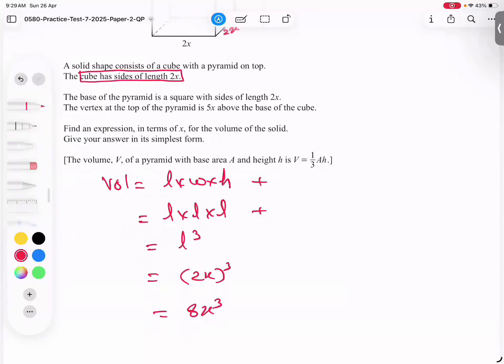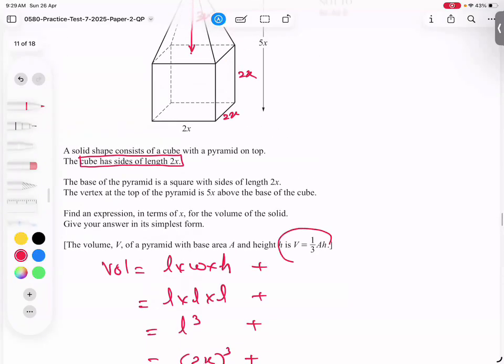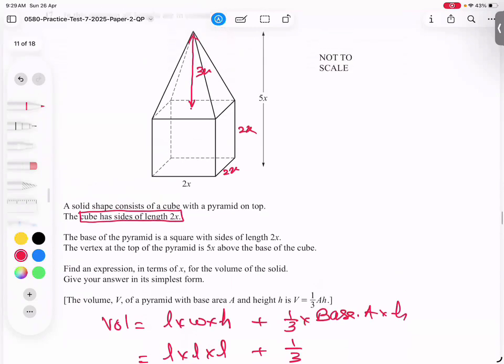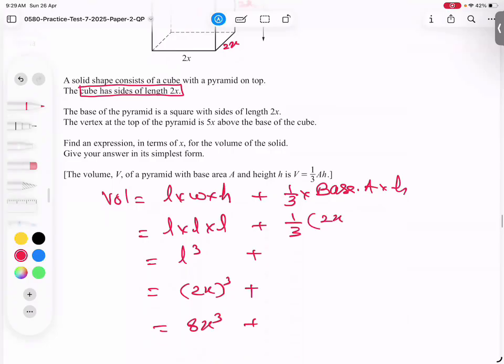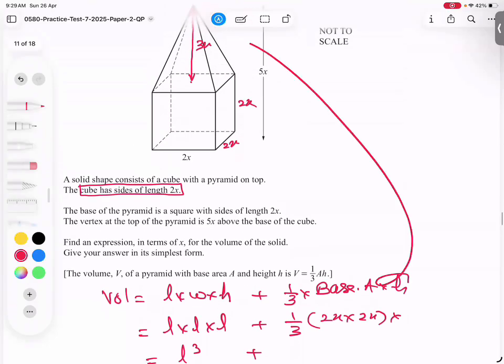Second thing, we have to check the second part also. We have to draw the pyramid, and the pyramid volume is 1 by 3 times base area into h. Base area is this. This is called the base area, and it is the same base area. So 2x into 2x will give us the base area. So one third into the base area, 2x times 2x, and the height, as I found before, is 3x.